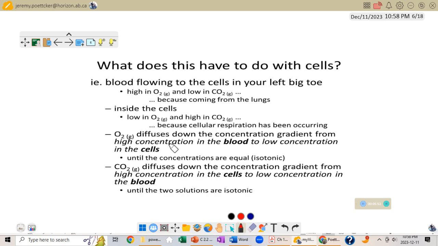Oxygen diffuses down the concentration gradient from high concentration in the blood to low concentration in the cells until the concentrations are isotonic. Carbon dioxide really does the same thing. It goes down the concentration gradient from high concentration in the cells to low concentration in the blood until the two solutions are isotonic. And the blood continues to flow, which continues to bring more oxygen and take more carbon dioxide away.